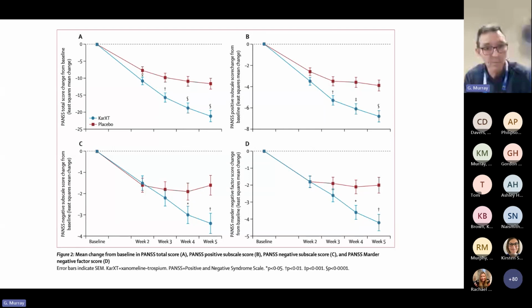We'll get results of another phase 3 study soon, but I hope that we'll be able to offer this new treatment and, you know, something different in the next few years.